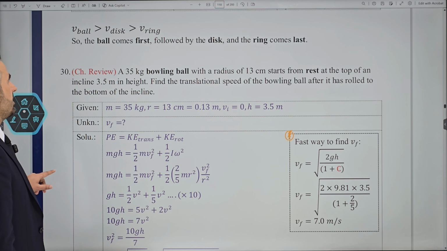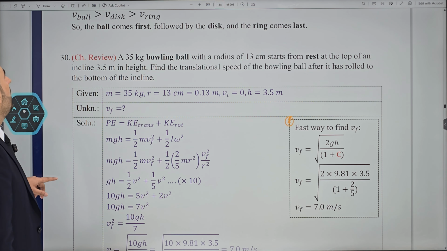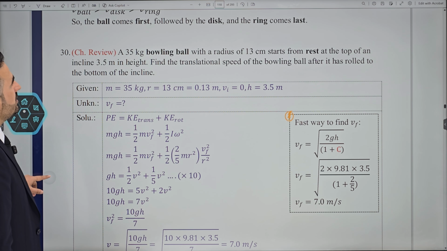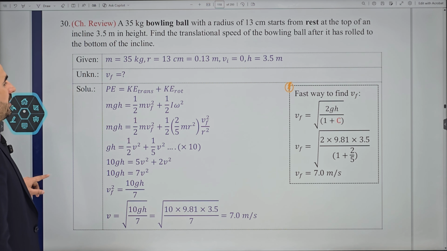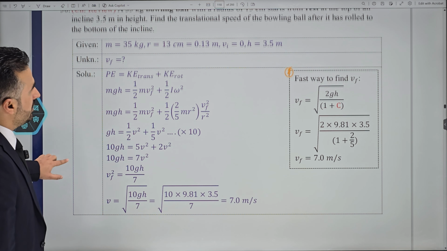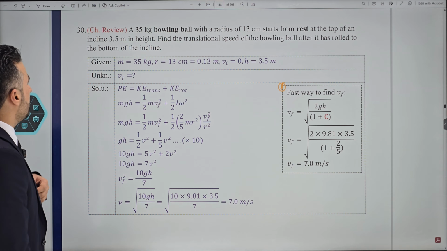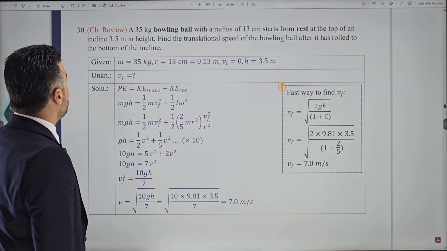Solid disk or solid cylinder makes no difference here. Okay, so you could see the ball comes first, and then after that the disk, and then after that the ring. Now there's another question which is similar to what we have solved. We could give it a try real quick. If not, there's nothing special about this because the height is given.